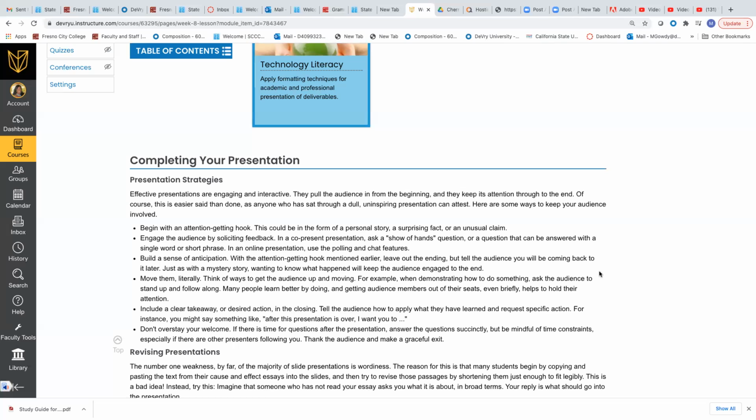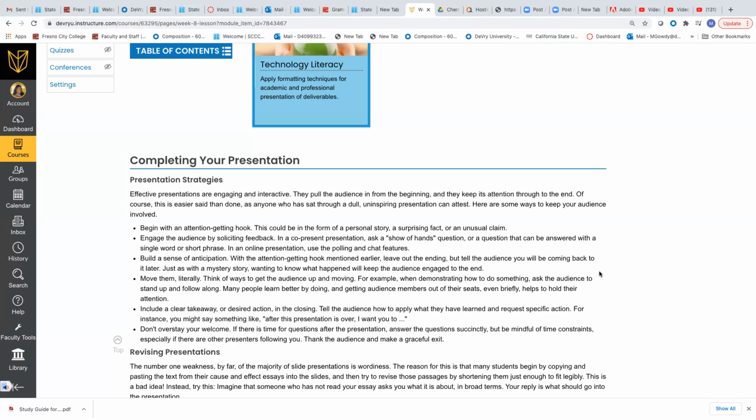Move them literally. Think of ways to get the audience up and moving. For example, when demonstrating how to do something, ask the audience to stand up and follow along. Many people learn better by doing, and getting audience members out of their seats, even briefly, helps to hold their attention.